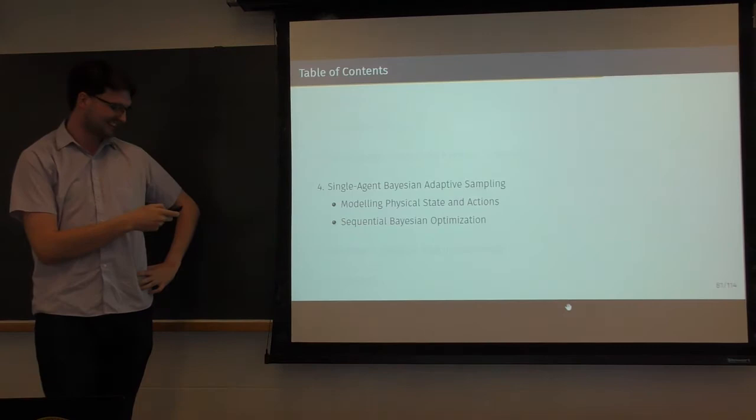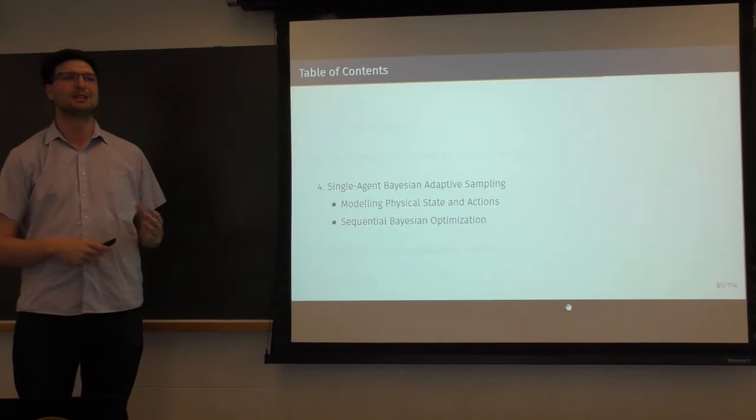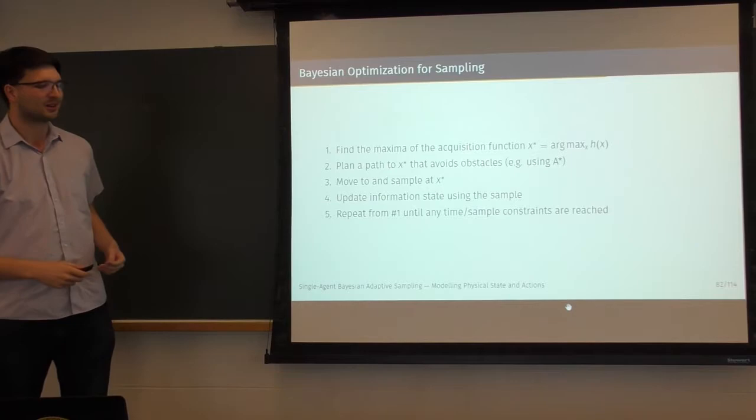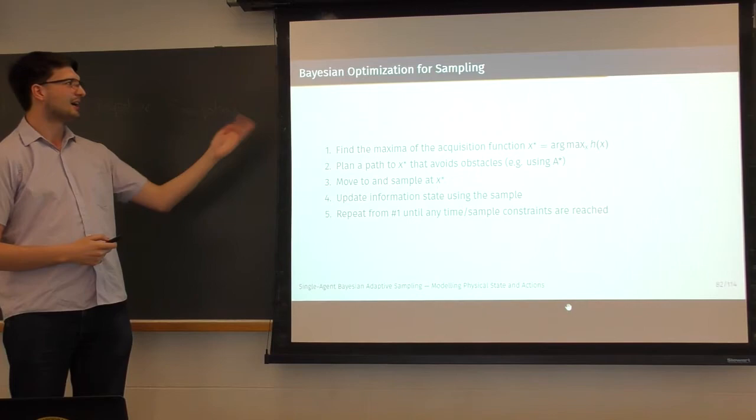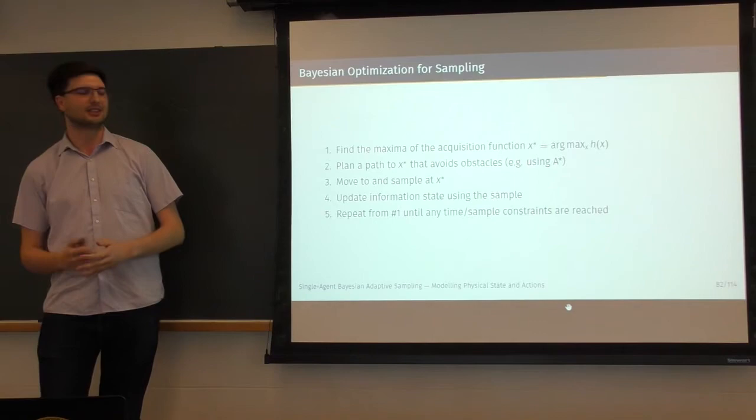Now that we have a routine for doing this Bayesian optimization, we're going to ground that a little bit more in this idea of a physical robot that's actually going places and taking samples. So, Bayesian optimization for sampling. This is just the same algorithm that Rajat was just describing, except that we've made those aspects a bit more explicit.